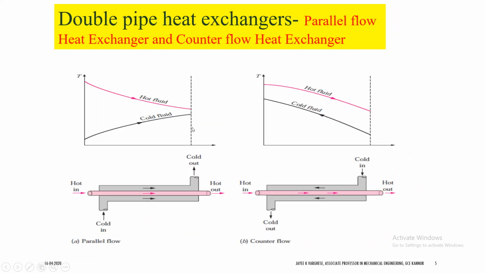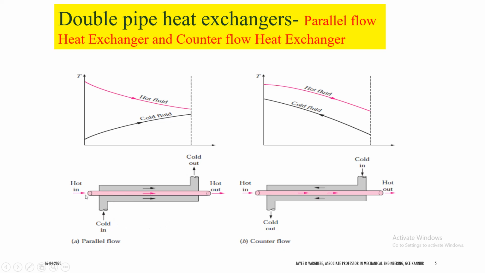So we see what is meant by parallel flow heat exchanger. This type of classification is done on concentric tube heat exchangers. So in a concentric tube heat exchanger, there are two tubes. One is an inner tube, one fluid will be flowing through the inner tube, and another fluid will be flowing through the annular space between the inner tube and the outer tube.